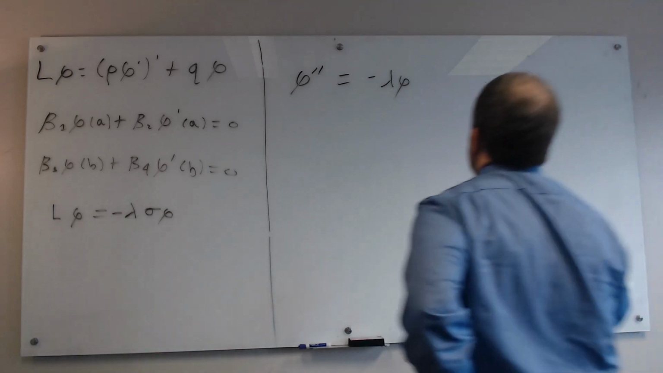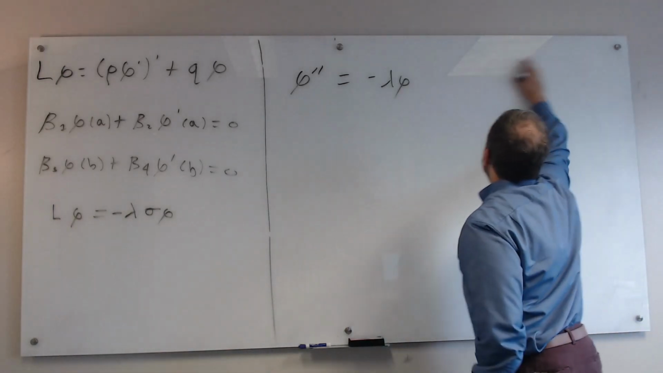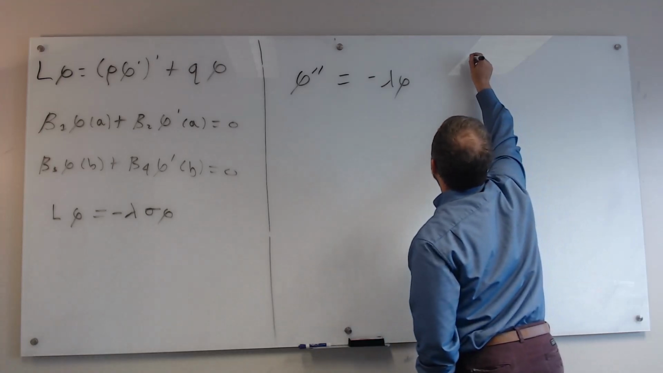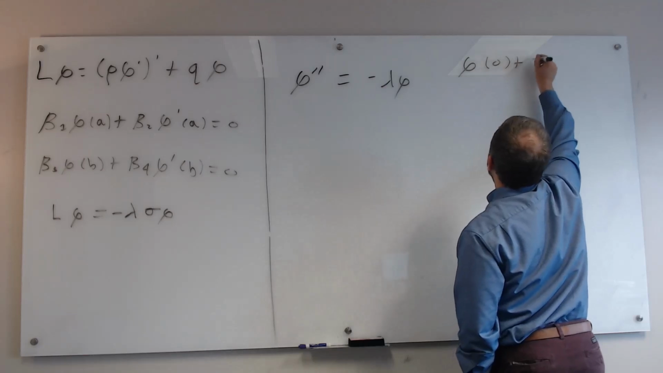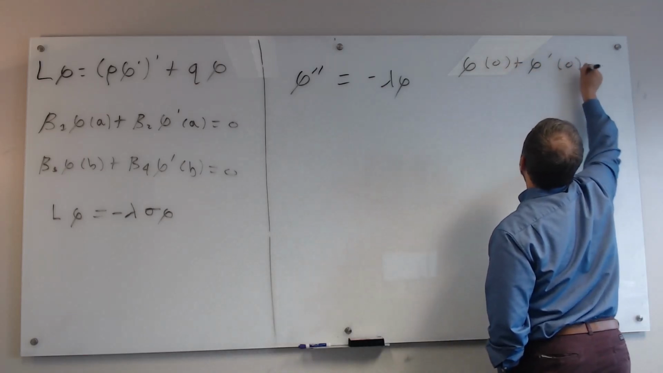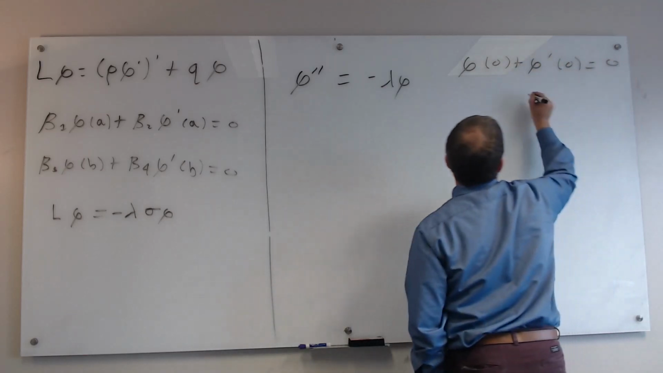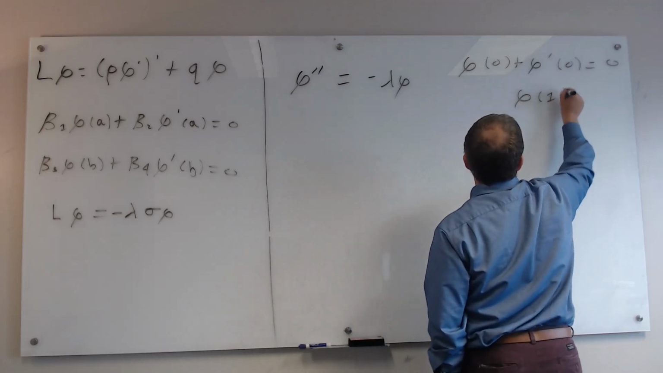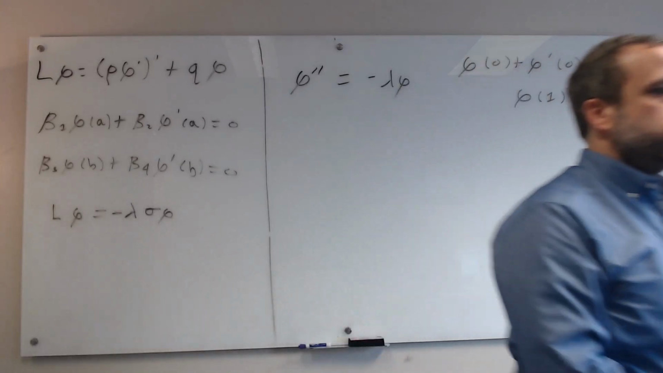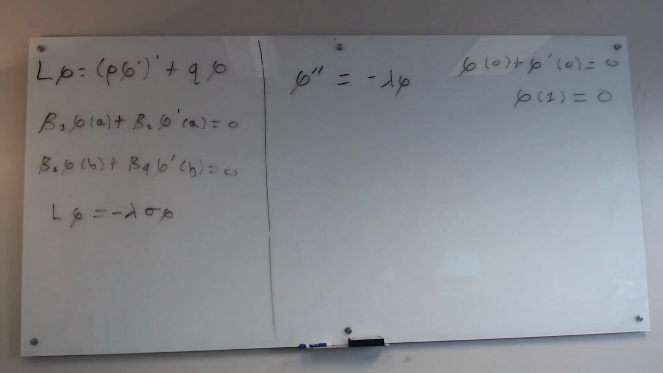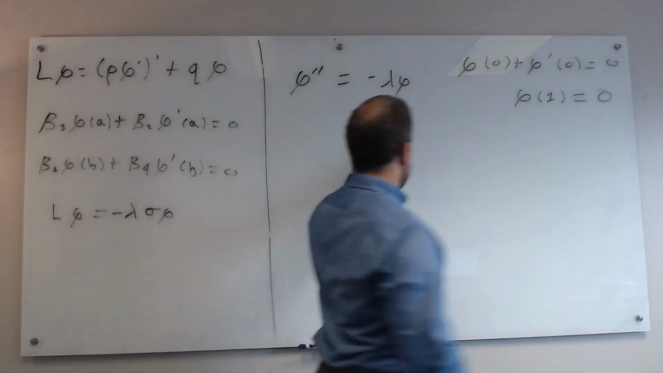Phi double prime is equal to minus lambda phi. And then we're going to have these boundary conditions. Phi of 0 plus phi prime of 0 is equal to 0, and phi of 1 is equal to 0. And I just want to describe one method that can be used in order to try to get an idea about what the eigenvalues are.